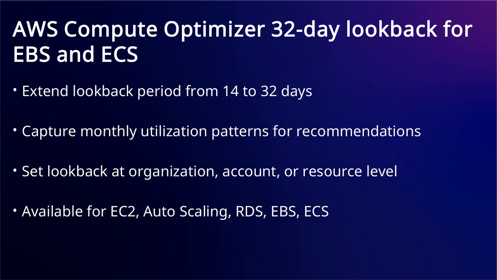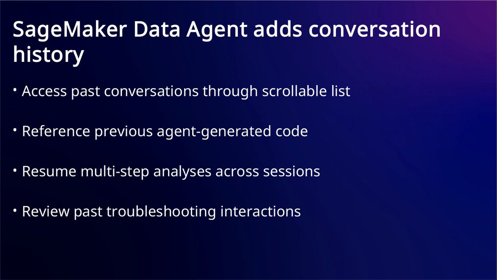Data analysts and data scientists often lose context when switching between analytical sessions, forcing them to rebuild context and regenerate code. SageMaker Data Agent Conversation History solves this by preserving your analytical workflow across sessions. You can access past conversations through the clock icon in the chat panel header, with each conversation automatically titled and timestamped for identification.